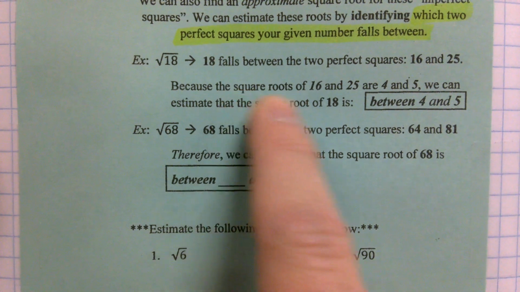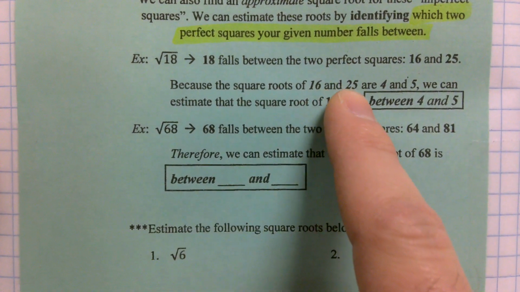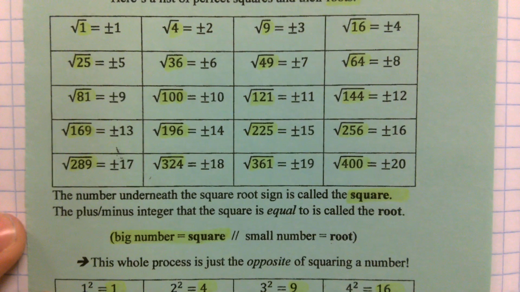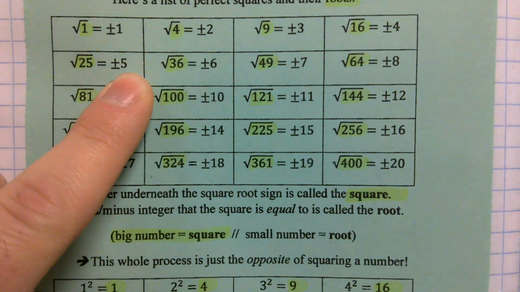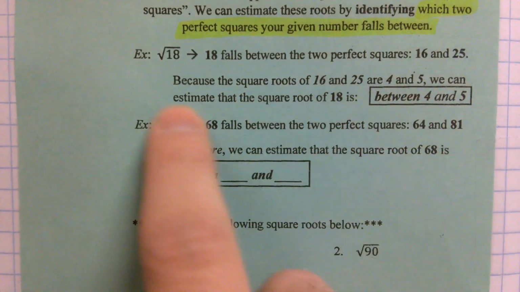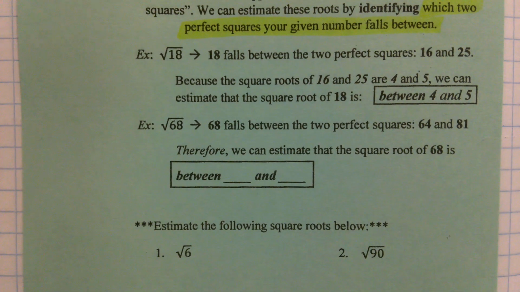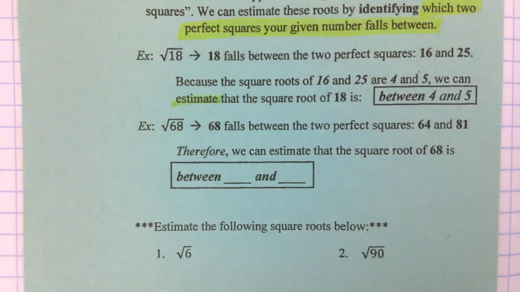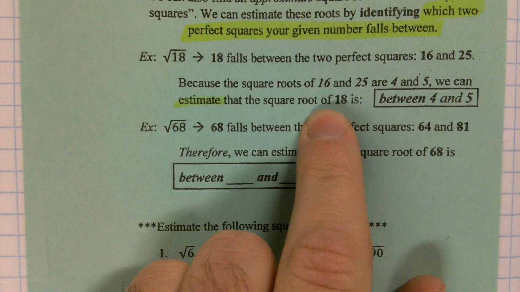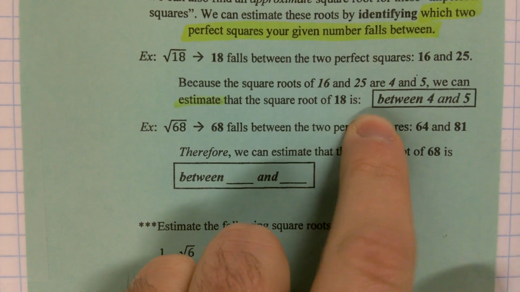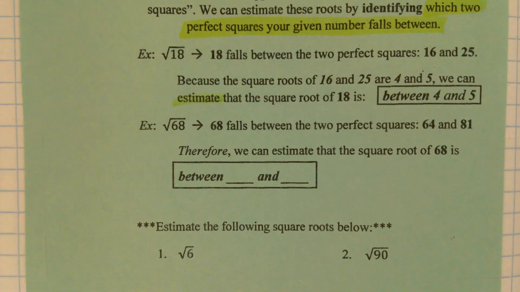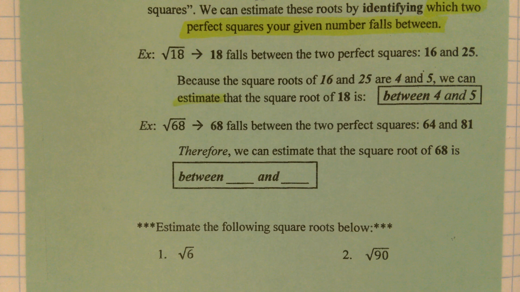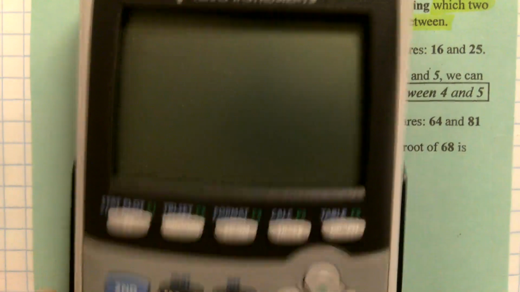So because the square roots of 16 and 25 are 4 and 5, again, 16 is equal to 4, 25 is equal to 5 when we take the square root, we can estimate, go ahead and highlight that right there, that the square root of 18 is between 4 and 5. Like we said, between Food for Less and the Shell gas station, we're going between two numbers to get an approximate value. Let's double check and see.